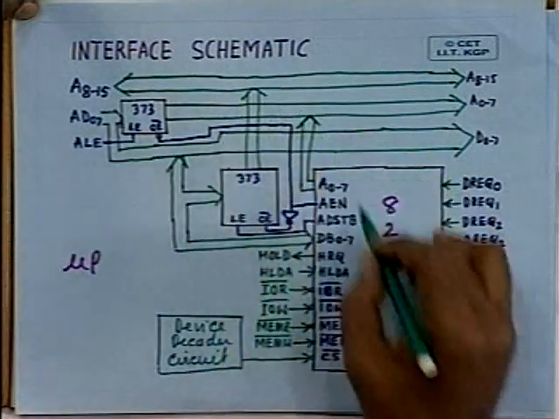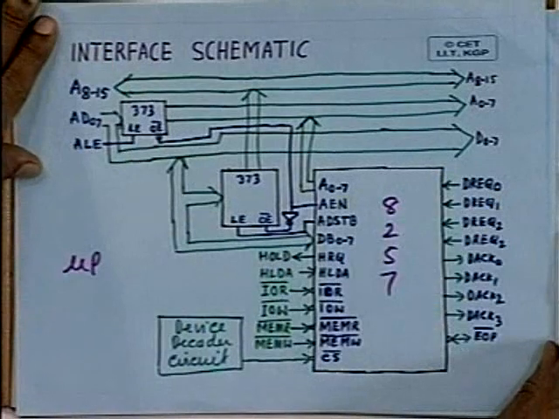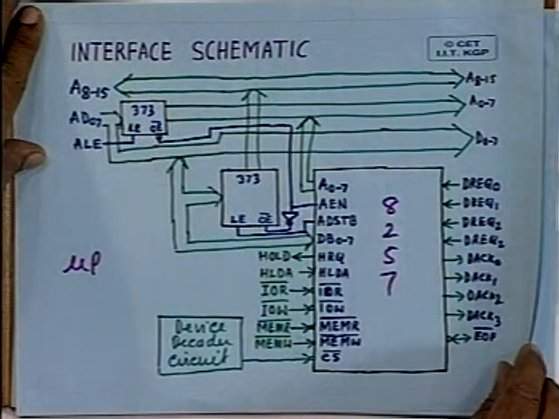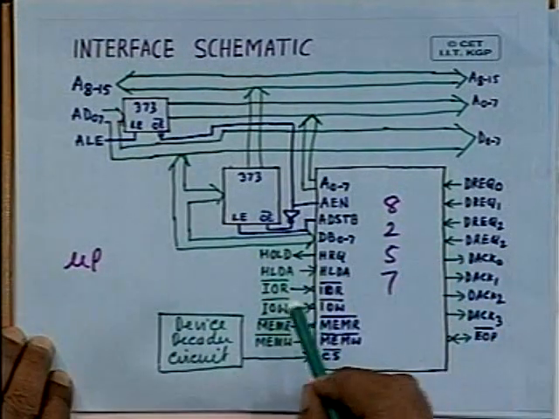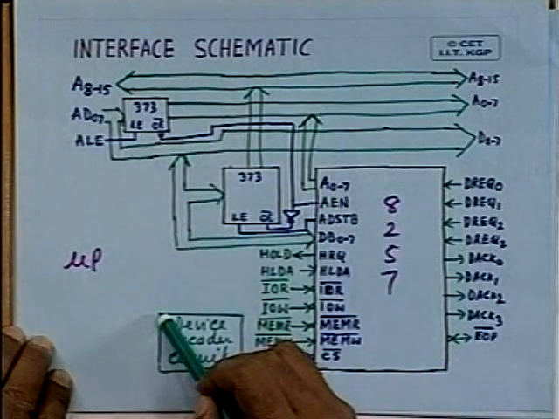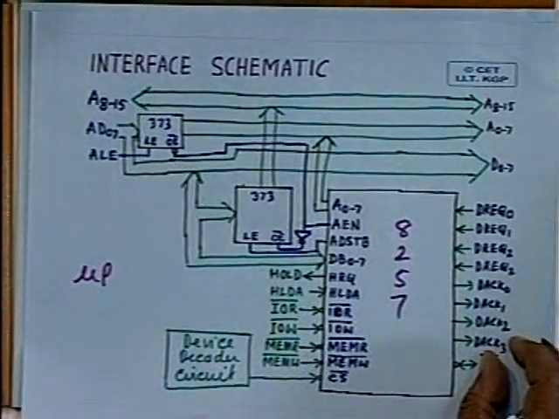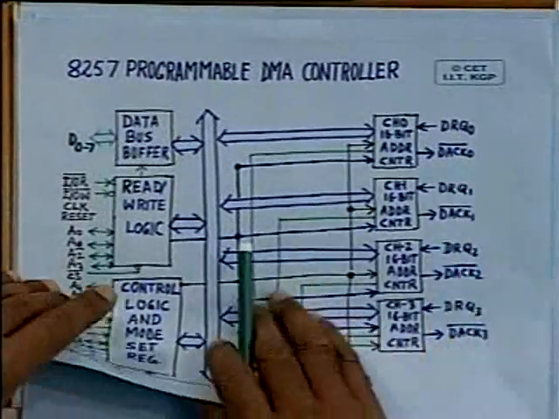So you can see here how this particular device can be used for performing the DMA mode of data transfer, and how this can be interfaced to the microprocessor. This is also explained with the help of this diagram. And as you have seen, it can provide service to four channels.